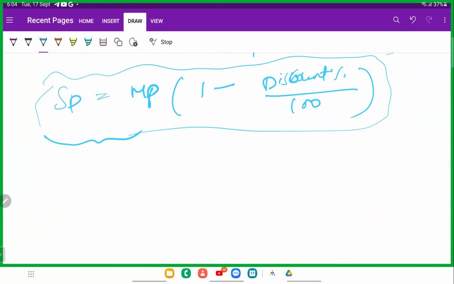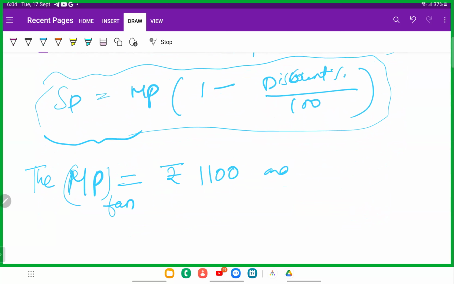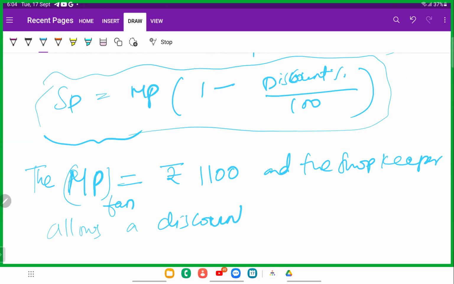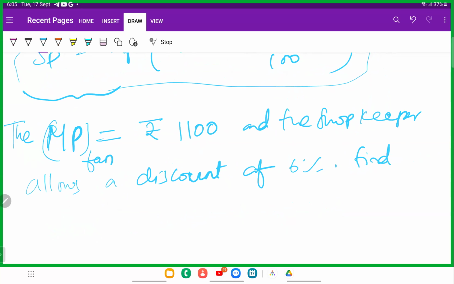To get a better understanding of this formula, let us solve one problem. The market price of a fan is 1100 rupees and the shopkeeper allows a discount of 6%. Find the selling price of the fan.